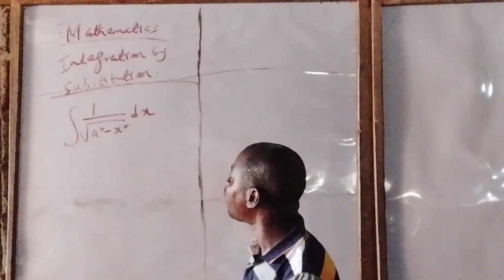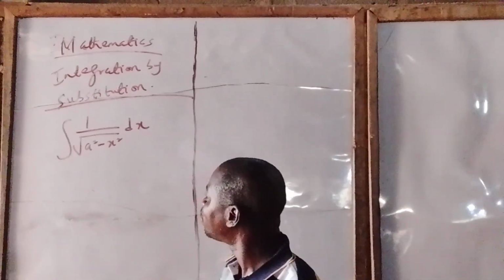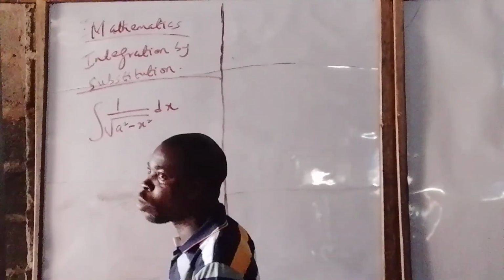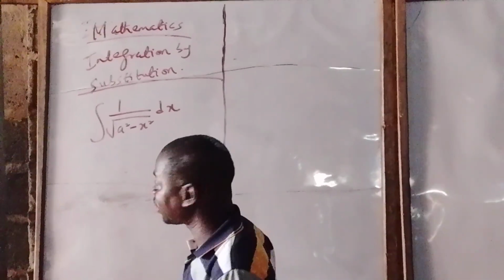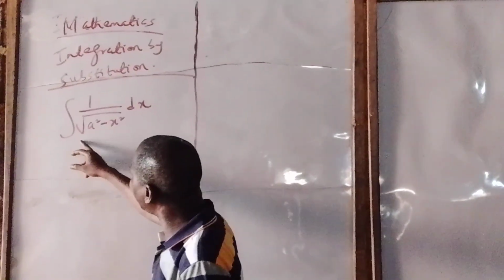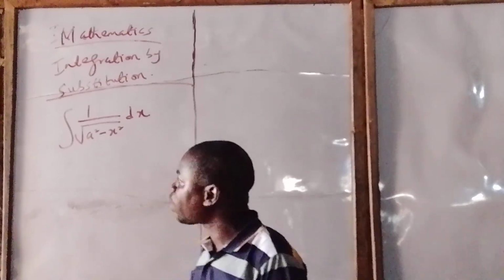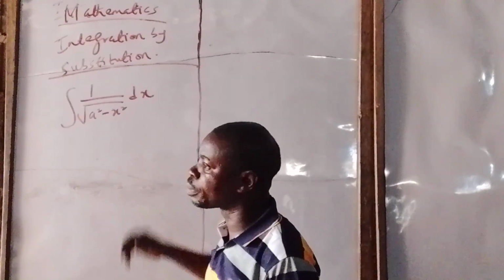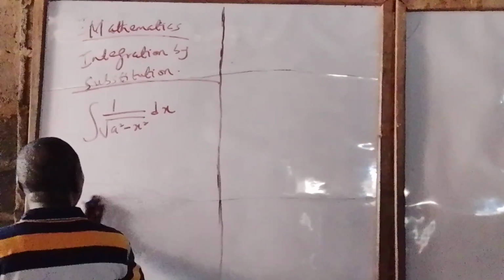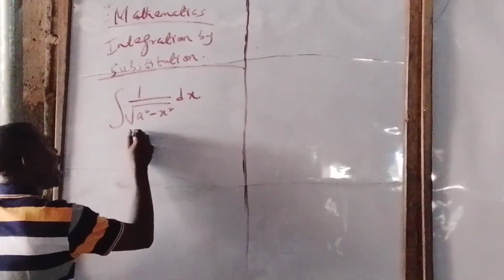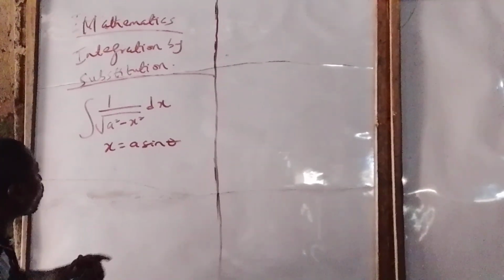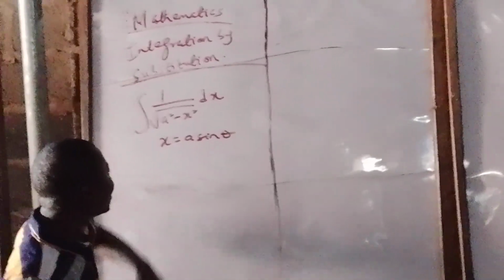In this video, I want to talk about the integral of 1 over square root of a squared minus x squared, where a is a constant. Whenever we have this type of integration, we are going to make use of trig substitution. The substitution we are going to use is x equals a sine theta. X equals a sine theta.